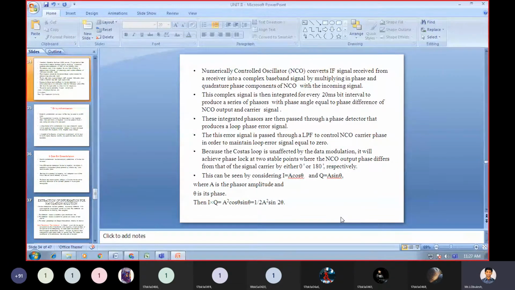This complex signal is then integrated over every 20 millisecond bit interval to produce a series of phasors, with phase angle equal to the phase difference of the numerically controlled oscillator output and the carrier signal. That will be equal to these two.